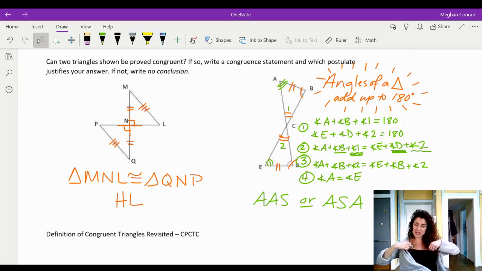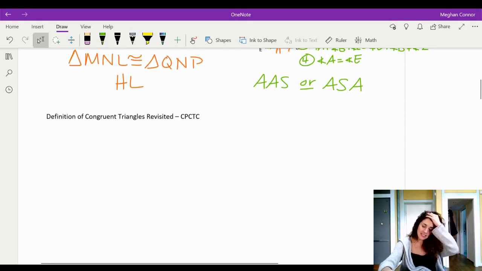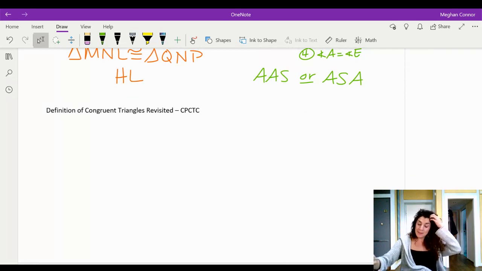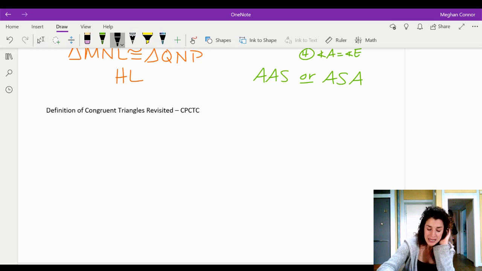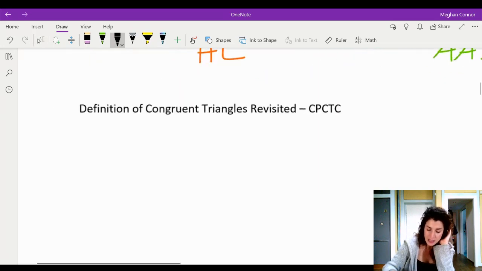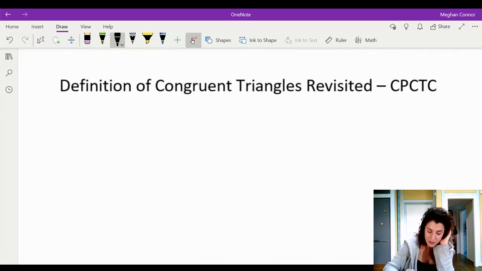All right. Next, let's revisit the definition of congruent triangles. So at the very beginning of 5.5, we talked about what it means for two triangles to be congruent.